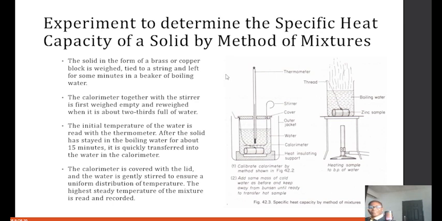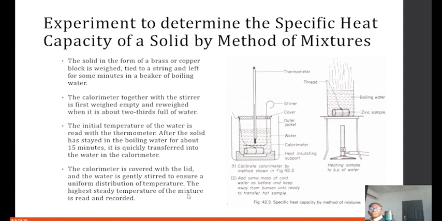So the initial temperature of the water is read with the thermometer. Yes, the initial temperature is read. After the solid has stayed in the boiling water for about 15 minutes, it is quickly transferred into the water in the calorimeter. The calorimeter is covered with the lid, and the water is gently stirred to ensure a uniform distribution of temperature.